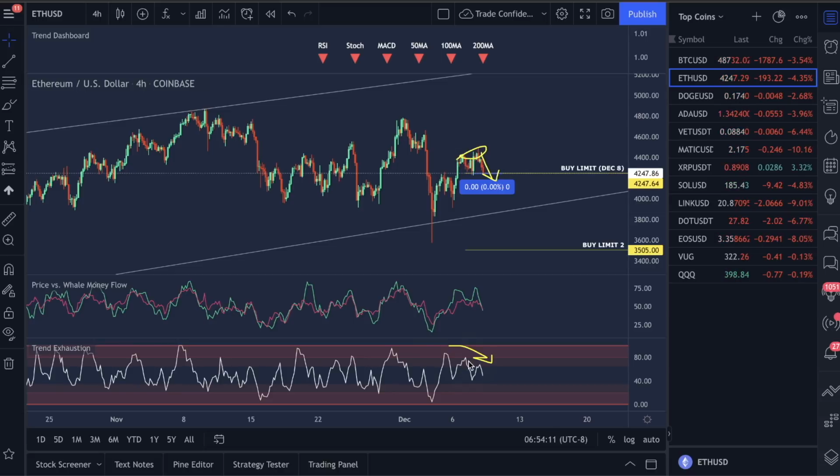We are showing a bearish momentum. Money flow got to the top section, red part here on the trend exhaustion. That's exactly up here at these candles. We got a drop. This is how we're calling drops in the market.